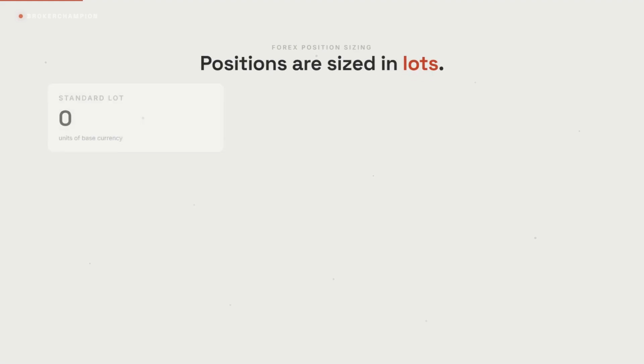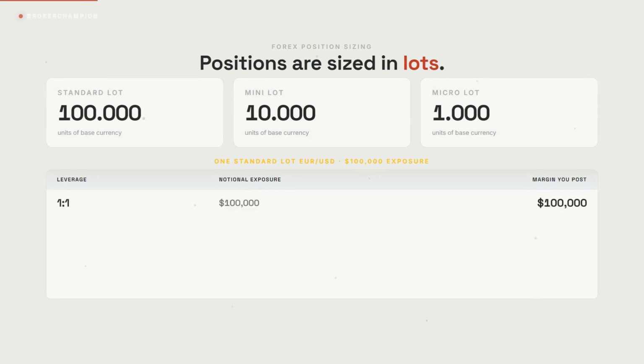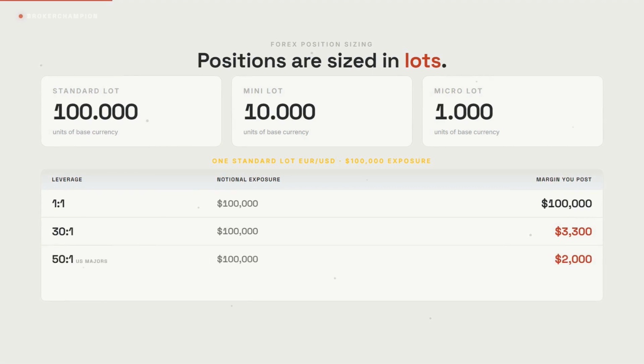Forex positions are sized in lots. A standard lot is 100,000 units of the base currency. A mini lot is 10,000. A micro lot is 1,000. If you want to trade one standard lot of EUR/USD, $100,000 of notional exposure, you either post the full 100,000, which is 1 to 1, no leverage at all, or you post a fraction. At 30 to 1, you post about 3,300. At 50 to 1, US retail on majors, 2,000. At 500 to 1, 200. The exposure is identical. The cash sitting in your account is the only thing that changes.